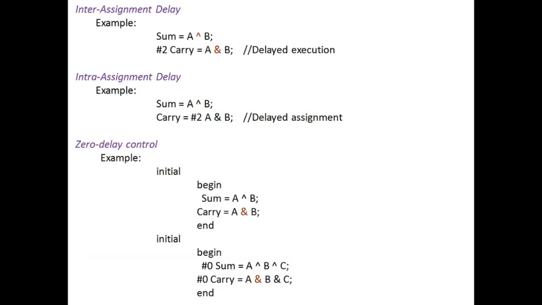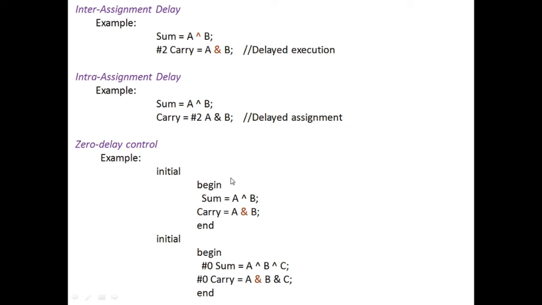For example, I have sum = a xor b, #2 carry = a and b. Here carry will be executed after waiting for 2 time units. As soon as a and b are evaluated, the expression value will be assigned to carry, but carry gets executed after 2 time units. That means the delay is present on the left hand side of the assignment operator. In intra-assignment delay, the delay is present on the right hand side of the assignment operator.